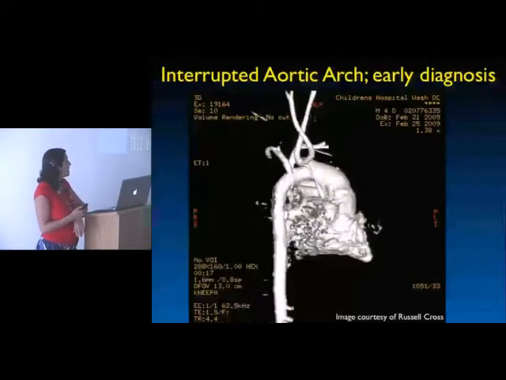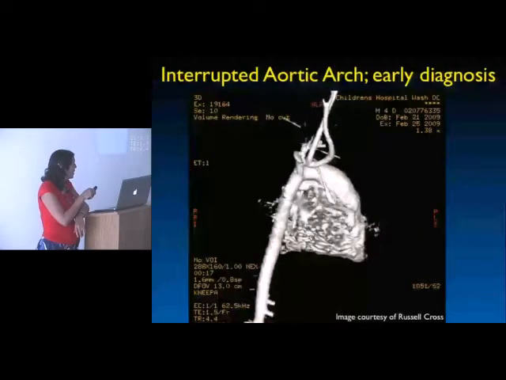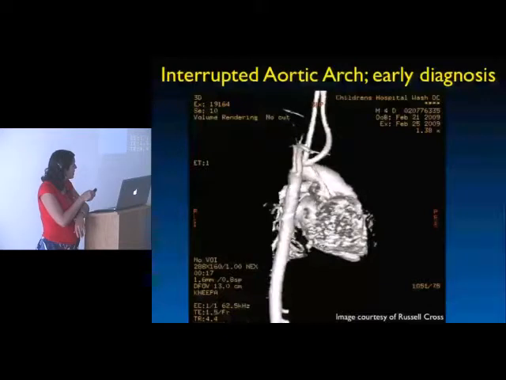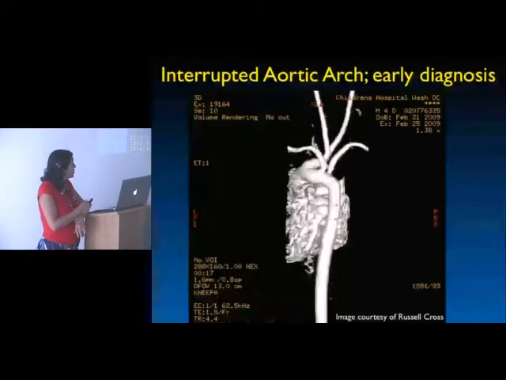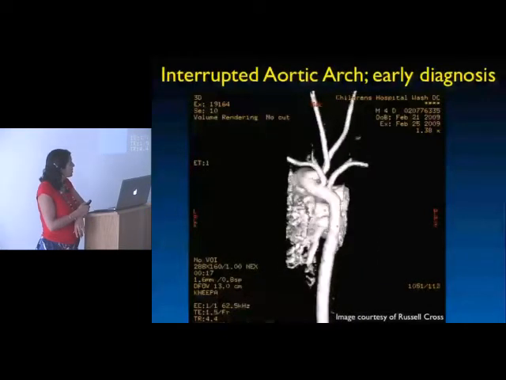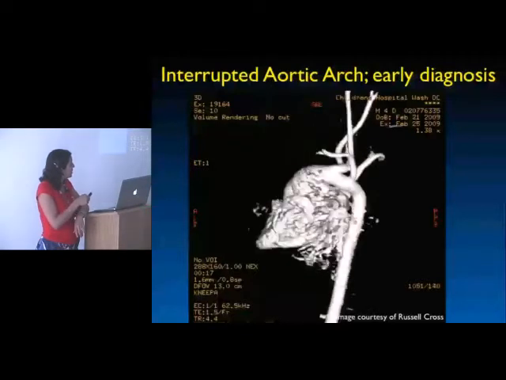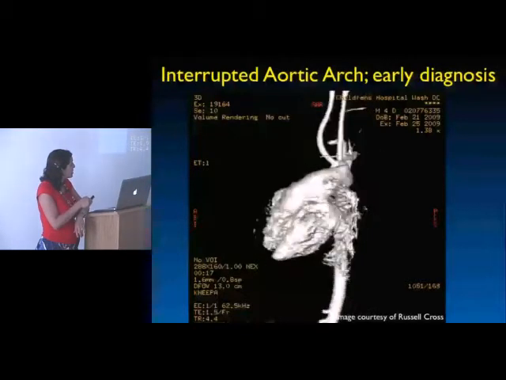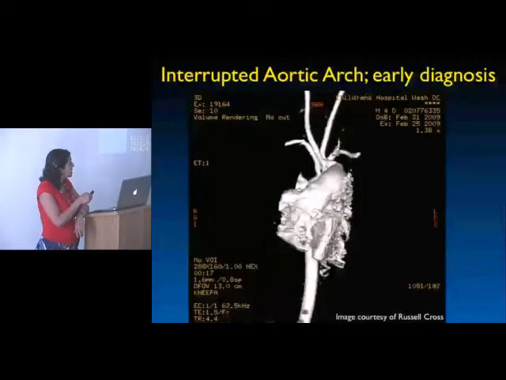Here's a relatively young patient with actually a complete interrupted aortic arch. You can see this very thin fibrous tissue that's causing it, and actually the arch is completely being made by the patent ductus arteriosus that's connecting to the descending aorta.